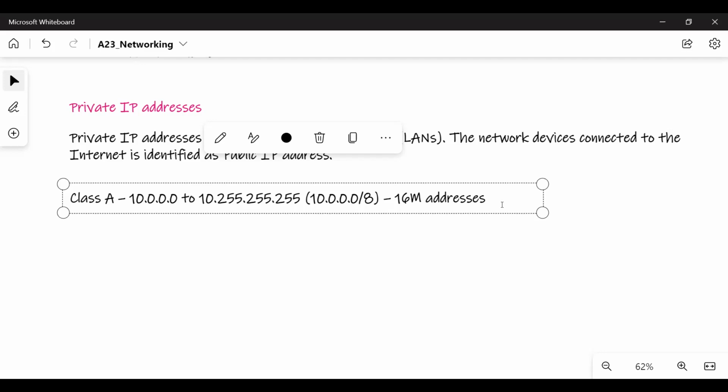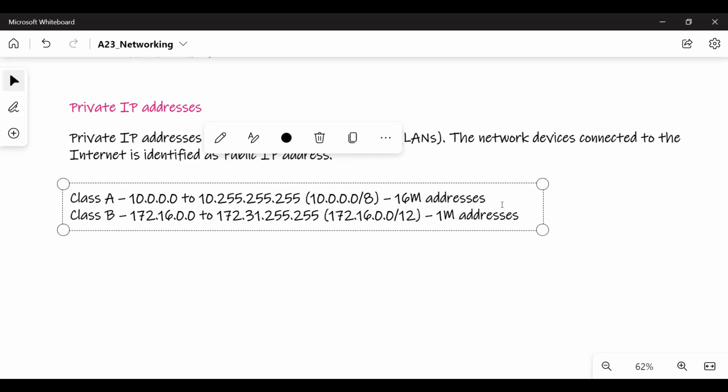Similarly, if you take the class B network, it starts from 172.16.0.0 to 172.31.255.255. So the CIDR format would be 172.16.0.0/12, which gives you about 1 million addresses.